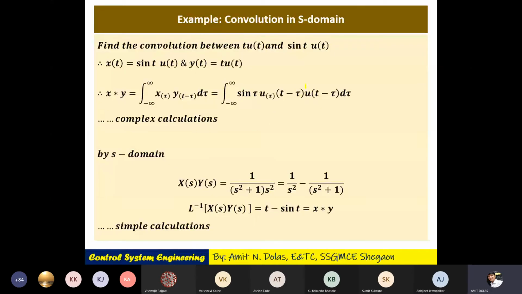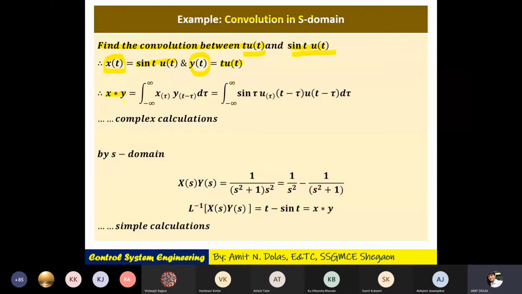So here, convolution in S domain. Find the convolution between t u of t and sine t u of t. There are two signals, this one and sine t u of t. So what is the first signal? X of t is sine t u of t. Then the other signal is y of t, and y of t is t u of t.